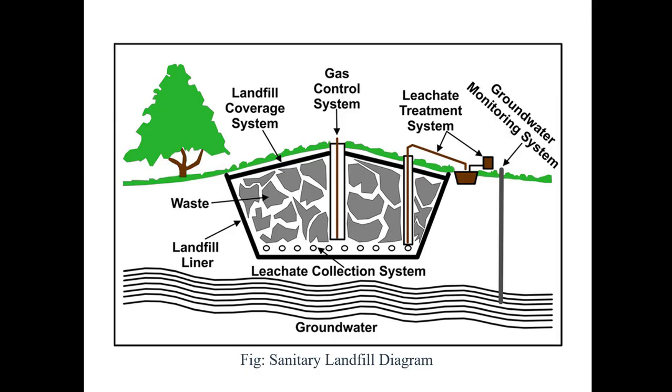This diagram shows the cross section of a sanitary landfill. At the bottom there is a protective liner, usually made of clay or plastic, which prevents leachate from contaminating groundwater. Above the liner, leachate collection pipes collect and remove polluted liquid. The waste is placed in layers and compacted, while gas vents allow controlled release or collection of landfill gases. Finally, a soil cover is placed on top to isolate the waste from the environment.